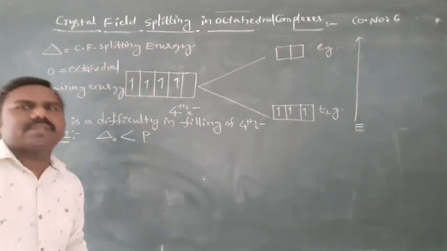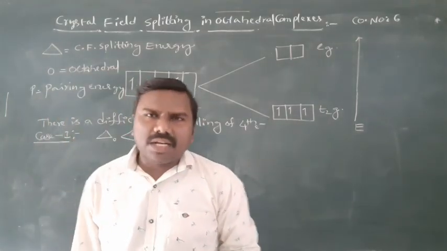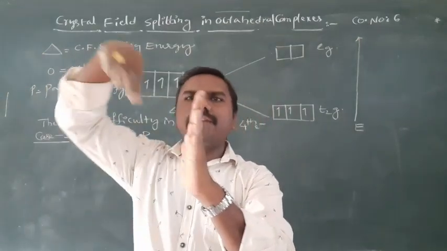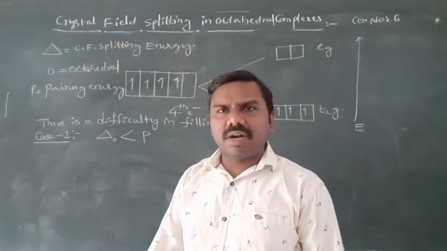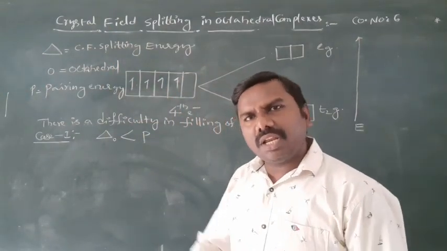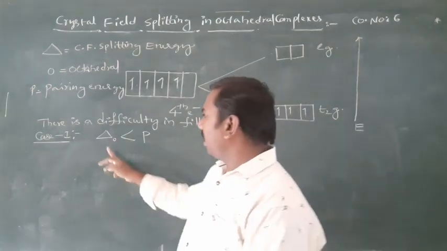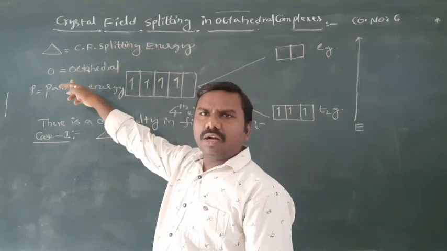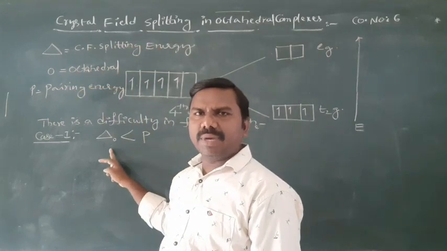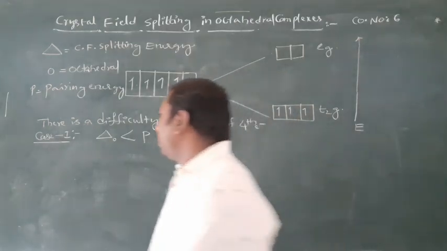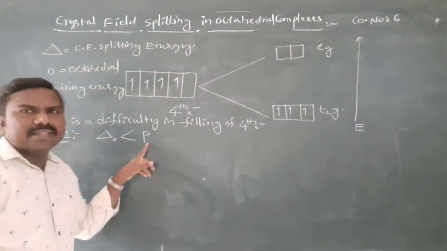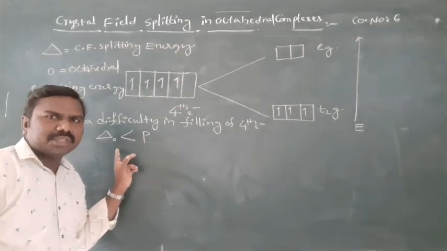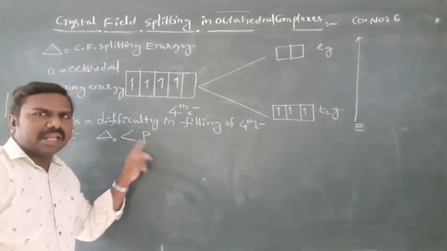Pairing energy means the energy required to pair the electron. The energy required to pair the electron is called pairing energy. The energy required to split the crystal field, called delta naught, is called crystal field splitting energy in octahedral complexes, indicated by delta naught. Case 1: delta naught less than P. Pairing energy is greater than splitting energy. Splitting energy is less than pairing energy.